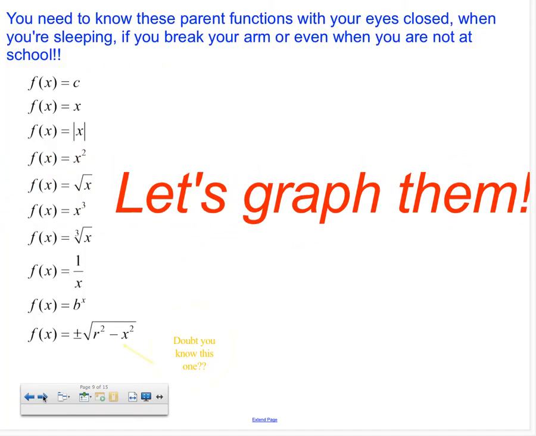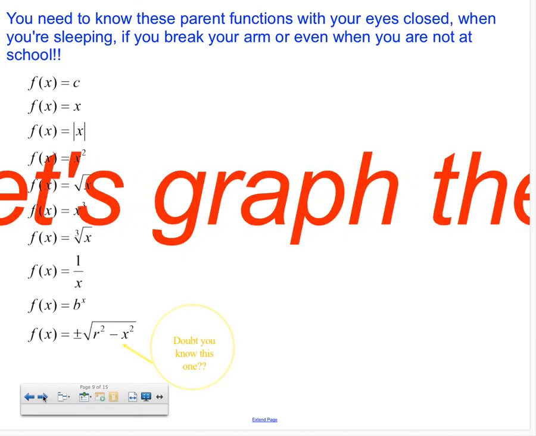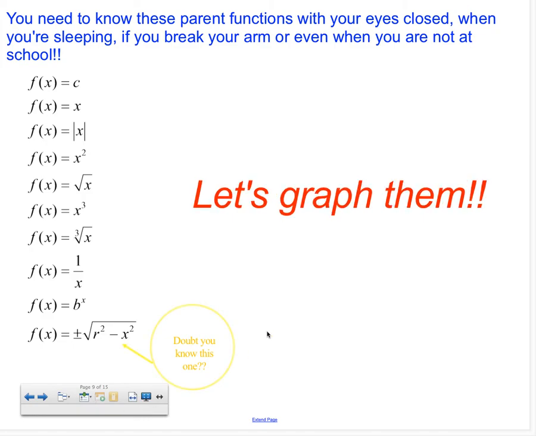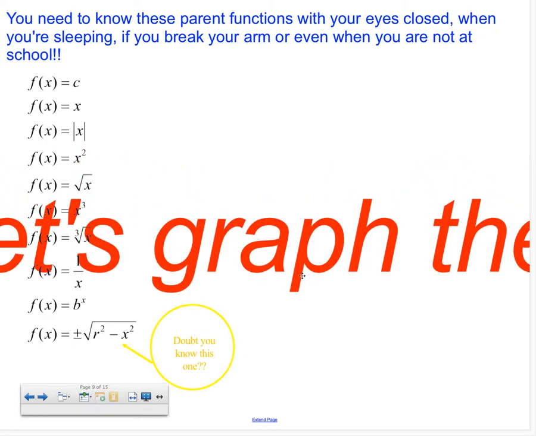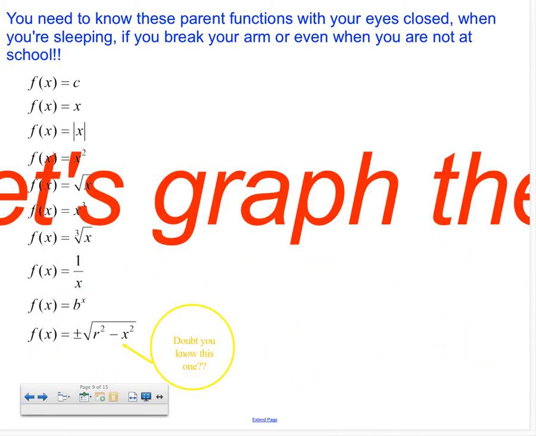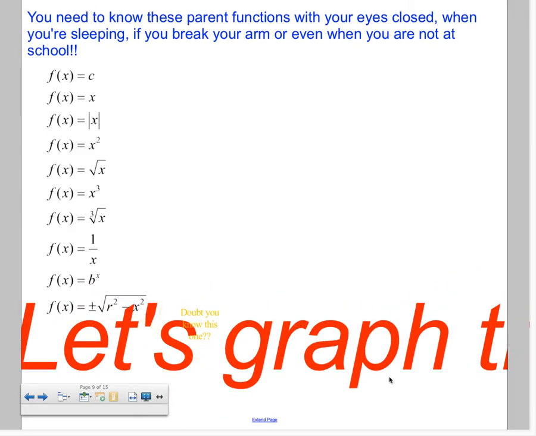All right, you need to know all of these parent functions. With your eyes closed, when you're sleeping, if you break your arm, or even when you're not at school, I want you to know how to graph all of these functions. So I'm going to try to get rid of this a little bit so we can get down there. I think that you know all of them except for the bottom one, but I'm going to just briefly put these up on the board real quick.